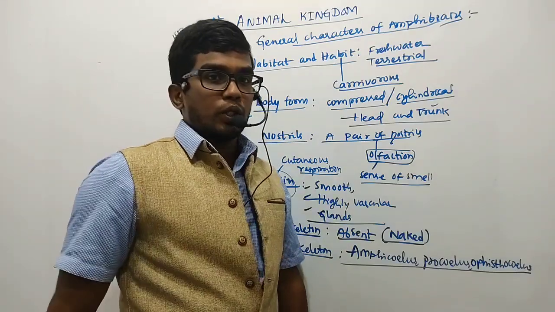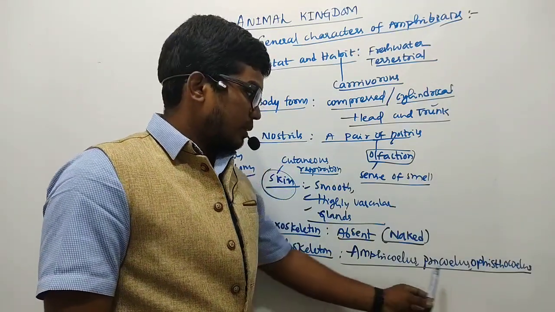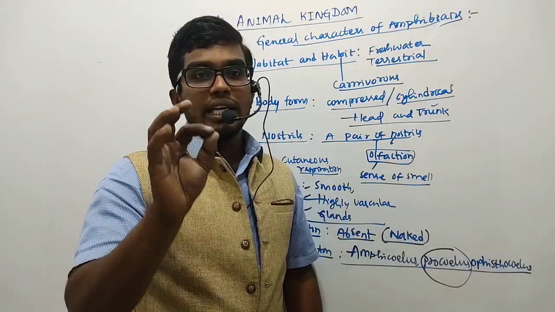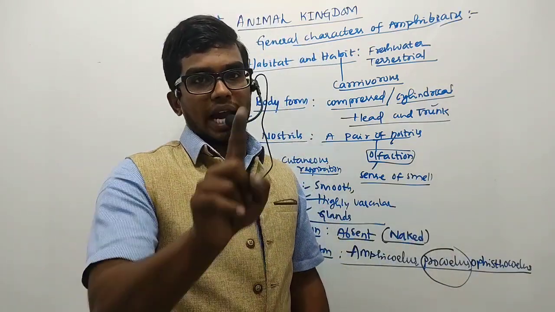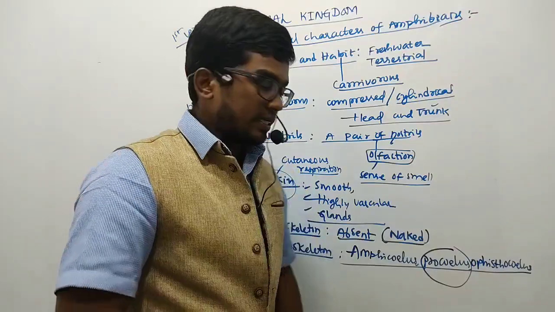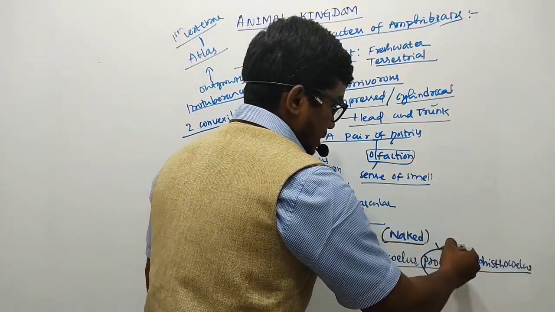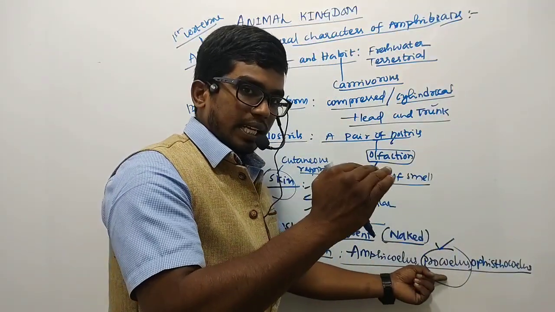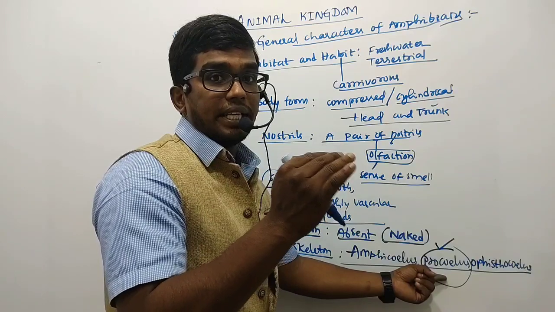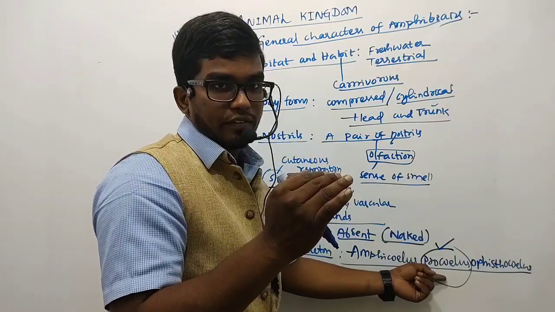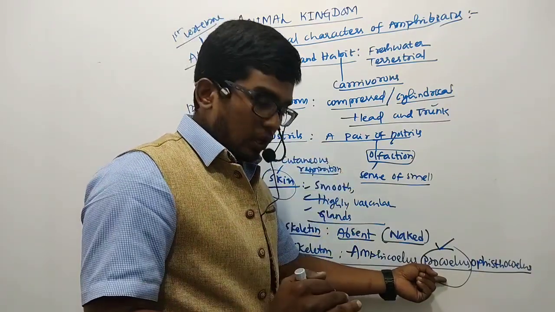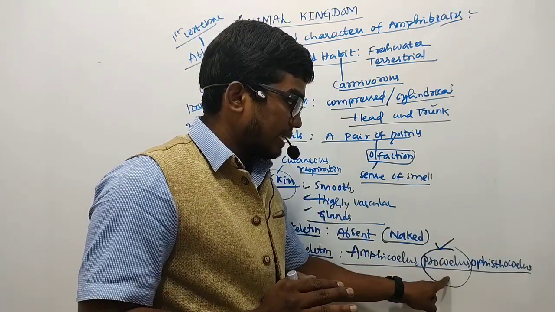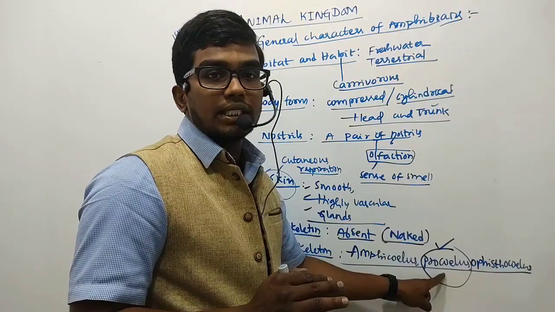When you talk about the procoelous, it has a concave end at the anterior position and convex at the posterior position of the vertebrae. If the vertebra towards its anterior, topmost part, is concave, and towards the lower end, that is posterior, it is convex, then we call that type of vertebrae procoelous vertebrae.